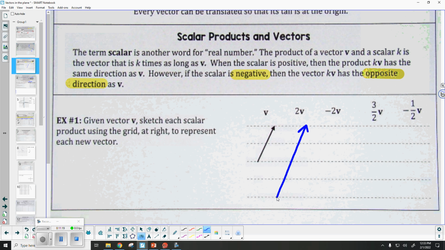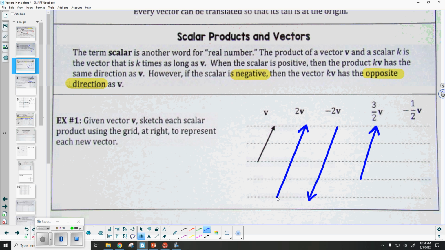What's going to happen with negative 2v? There you go. It's doubling the magnitude of the original, just like we saw, but the negative changes its direction. So it's going to be pointing downward. Probably going to look something like that. Remember, the negative will change the direction of your vector. Okay, what about 3/2 v? That'll be 3 units long. Okay, but it's still going to be pointing in the same direction because 3/2 is positive. So let's say right there.